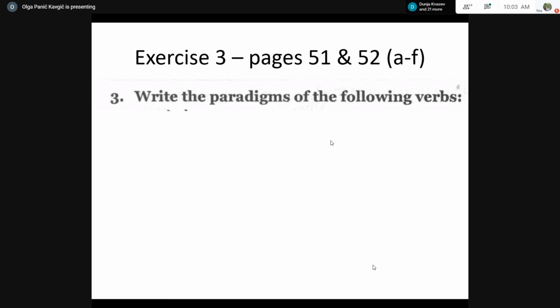Okay, now if you look at the exercise, and that is exercise 3 on page 51, at least where it begins, it is the exercise that you have on your screen as well. So write the paradigms of the following verbs. The first one is be, and I'm not going to say more about it. Actually, we are not going to do it. We will do it together because I have just mentioned it. So be is an exception.